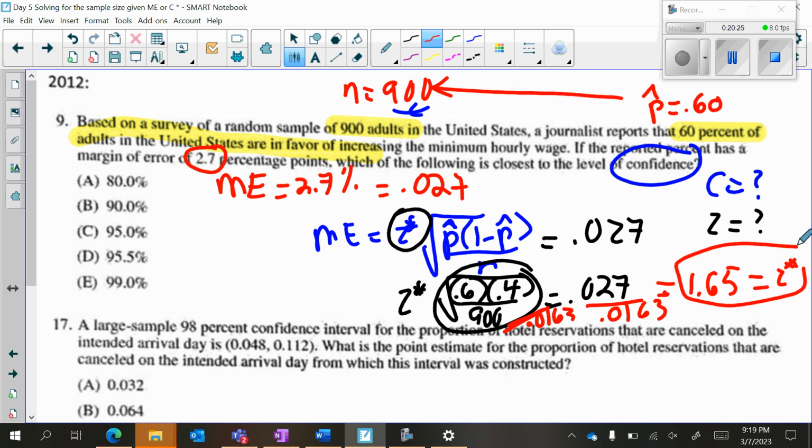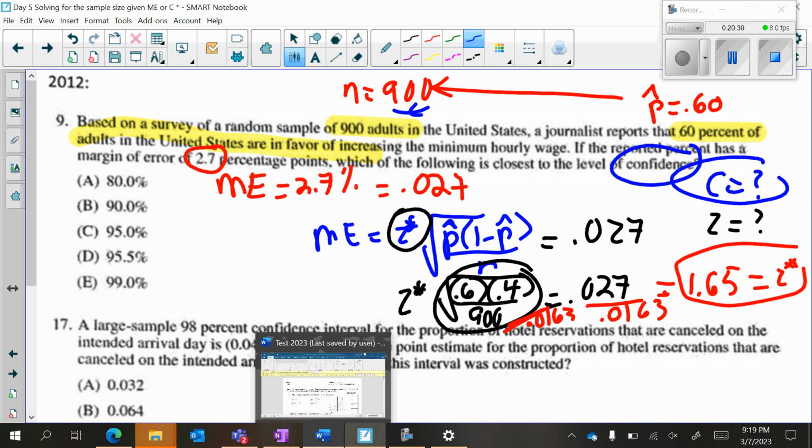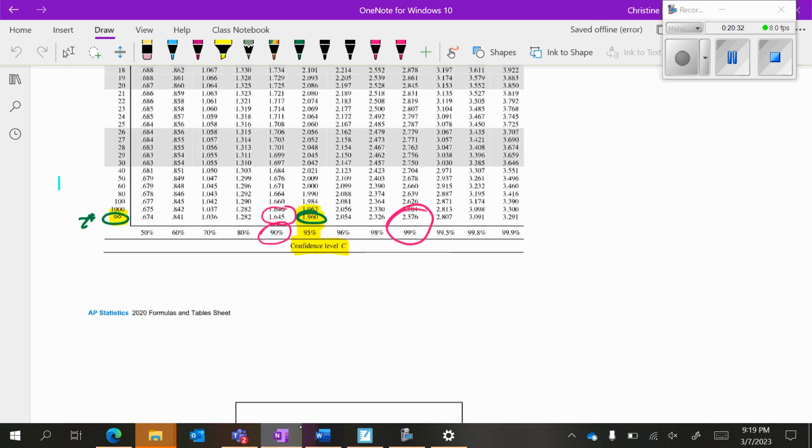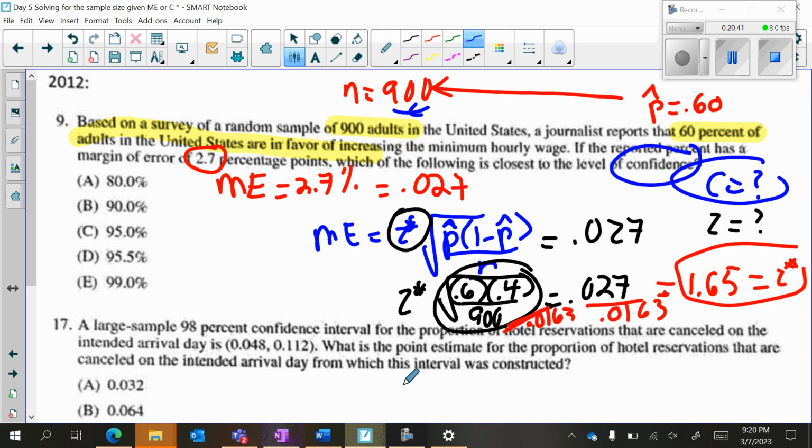So now I want the confidence level, so I would look at my table to see which Z star is closest to 1.65, and look, it is 90%. There it is, 1.645. So that is the answer.